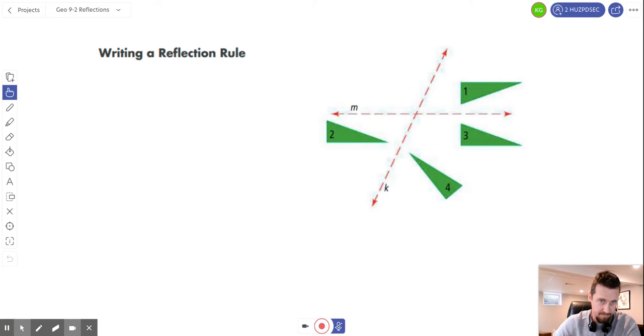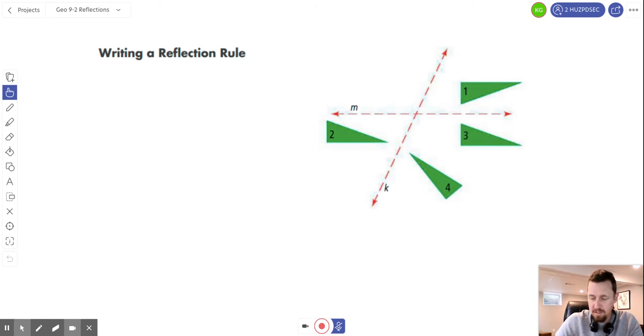All right. Here is our last thing that we need to be able to do with reflections for this lesson, and that is we need to be able to write the rules. So if you're given a picture like this, you should be able to tell which images are reflections of each other, and you should be able to write a rule to describe that reflection, and then you should also be able to explain why that rule, justify what you said. Basically, how do you know it's true?